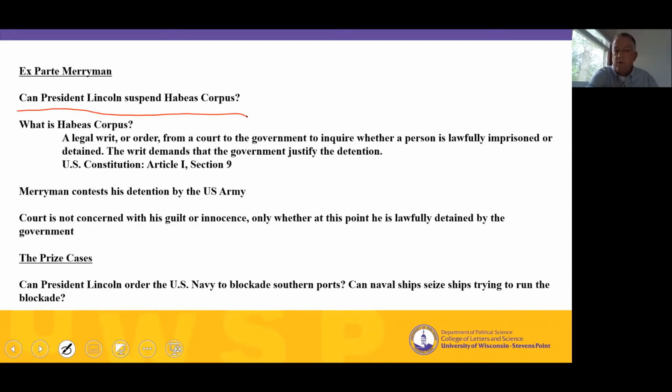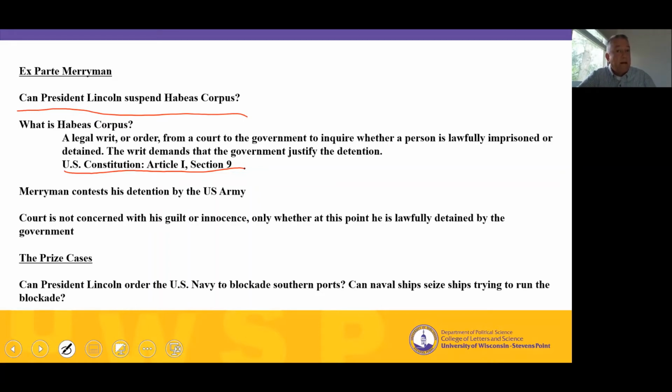Now, we encounter the writ of habeas corpus, as we will see, in the Constitution, in Article 1, Section 9. Remember, Article 1, Section 9, those are the prohibitions on congressional power, the things Congress cannot do. And Article 1, Section 9 is pretty clear.